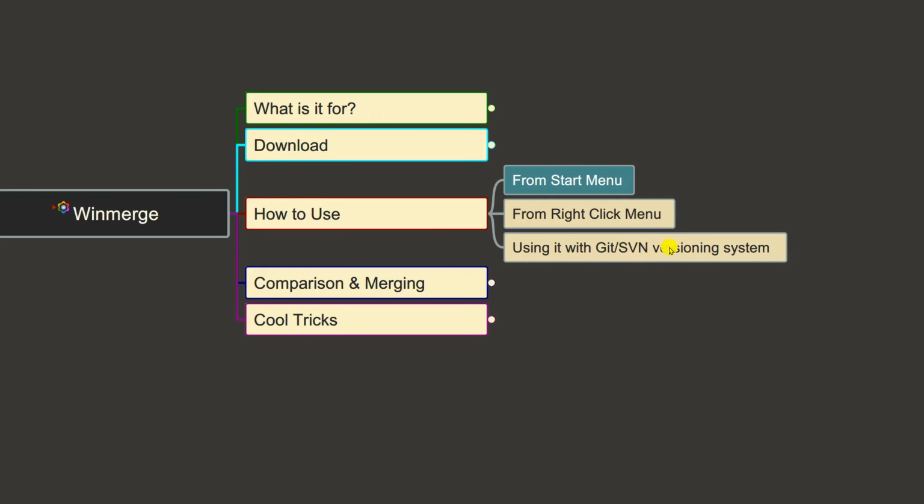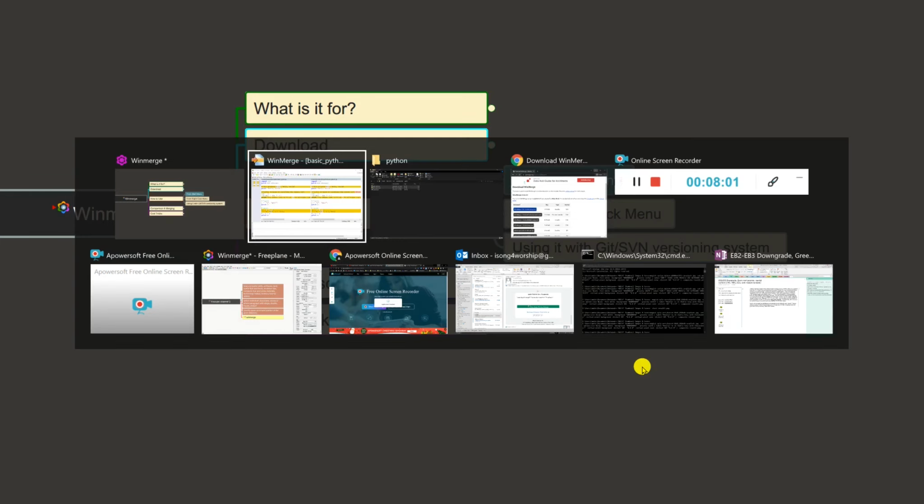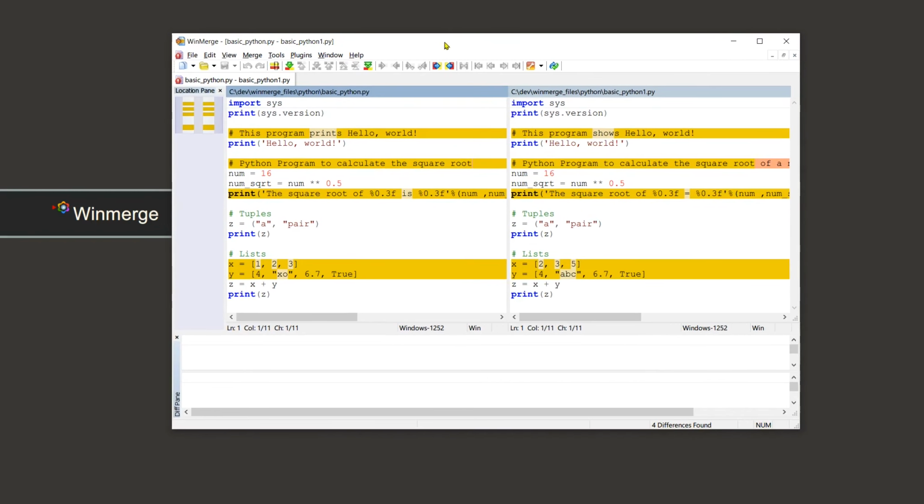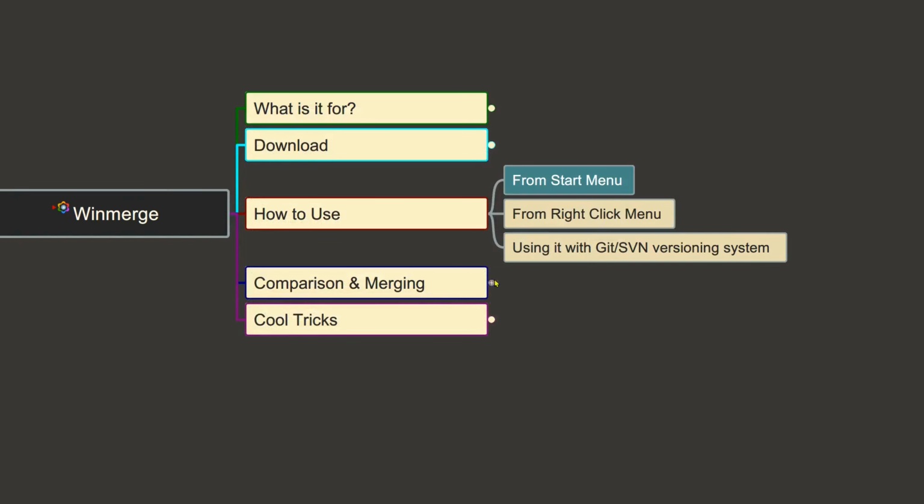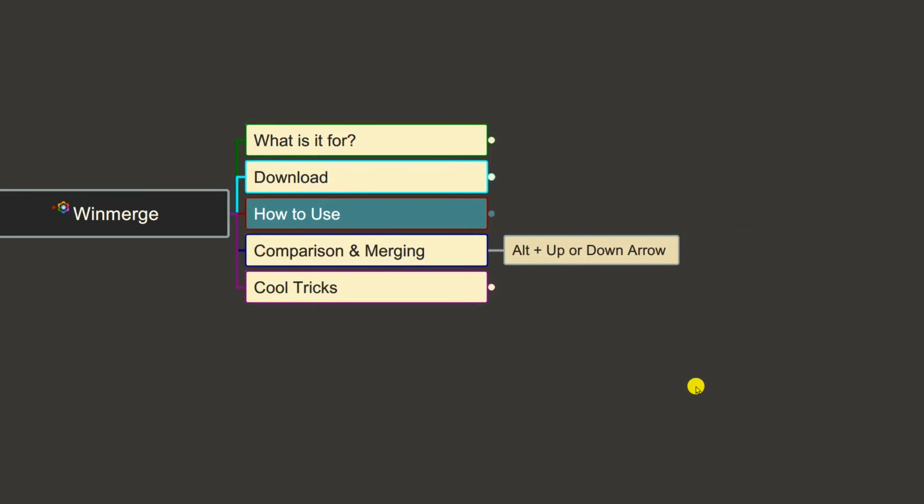Okay. The third one is about Git. We will look into that a little later. So let's open this. All right. Now, the next is comparing the files and trying to merge those. Okay. So we'll take a look at that.